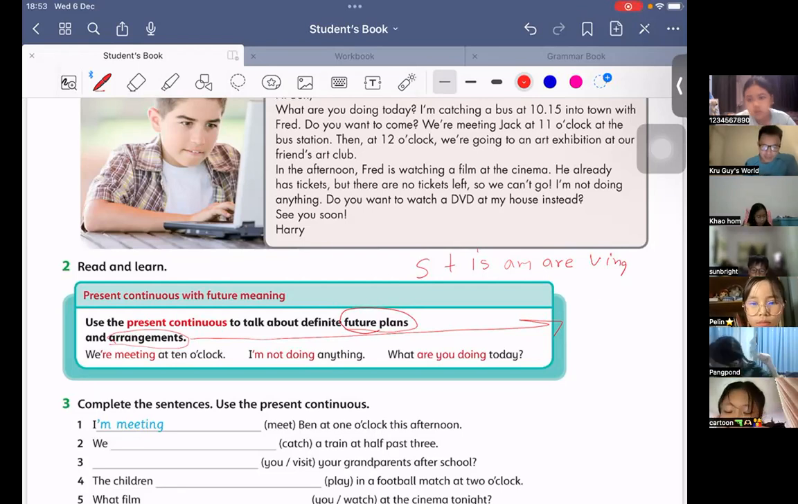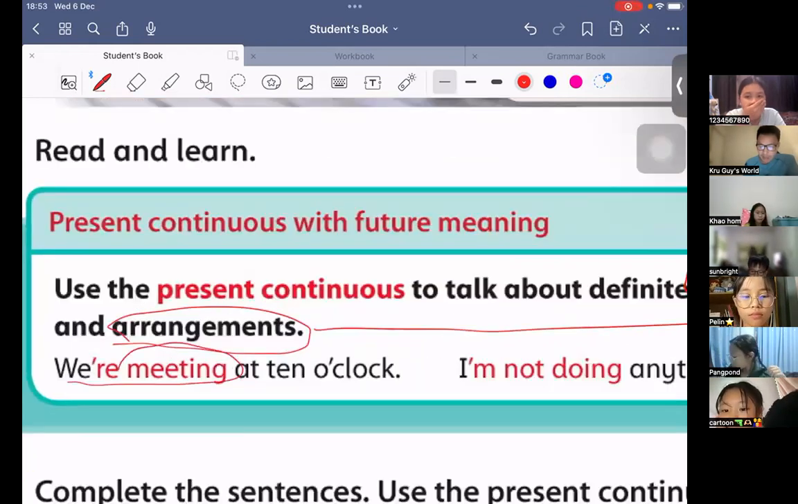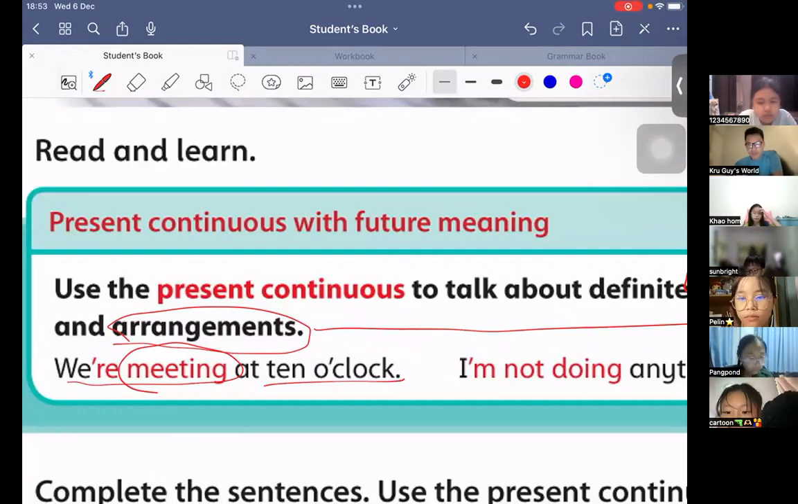So look at the example. We're meeting at 10 o'clock, but not yet 10 o'clock. So maybe at the moment the one who's speaking, it's around 8 o'clock. We're meeting at 10 o'clock. 10 o'clock is the future, right? So we're talking about now at 8 o'clock. So 10 o'clock is the future.